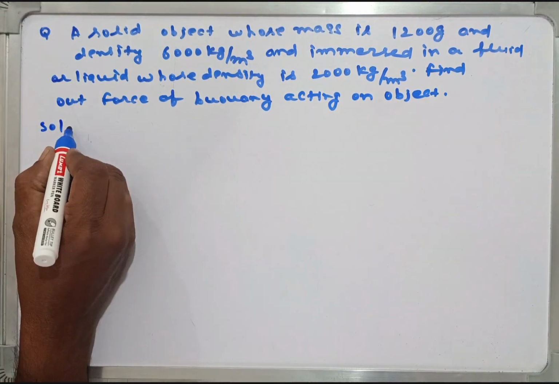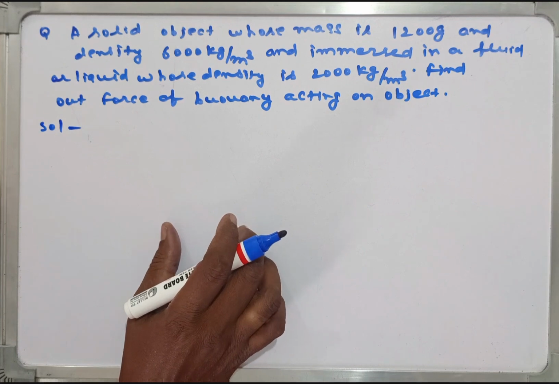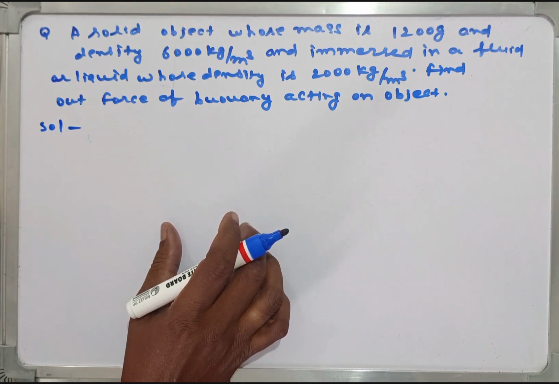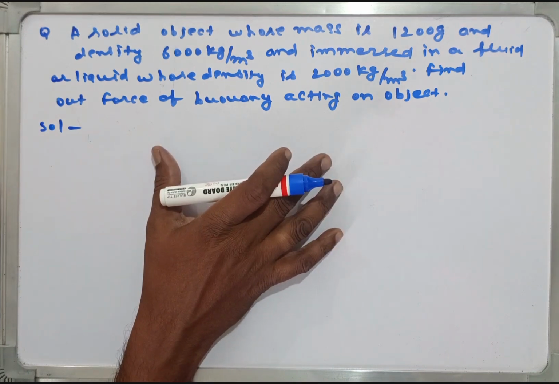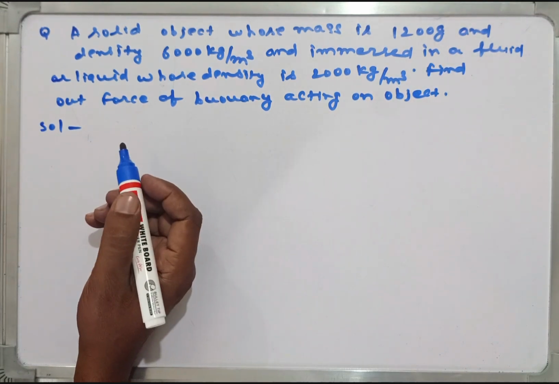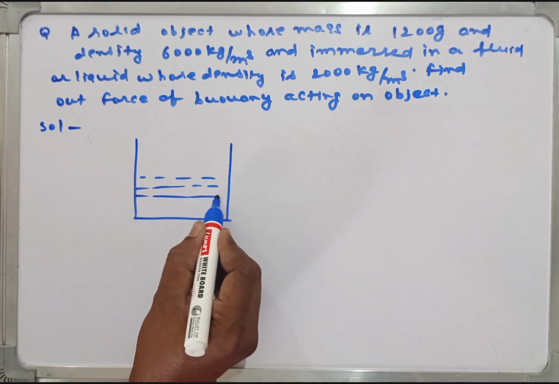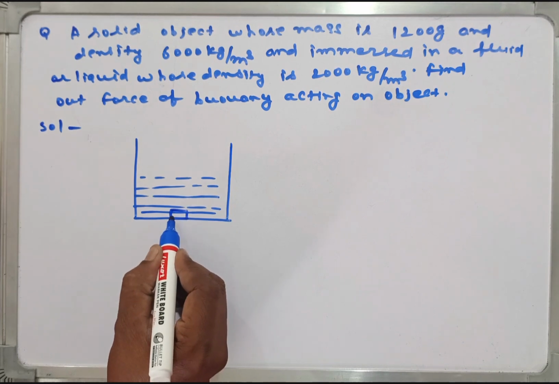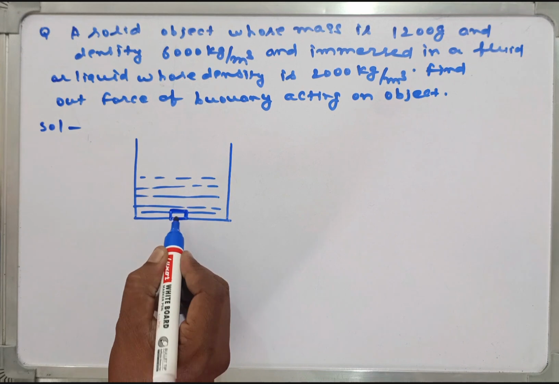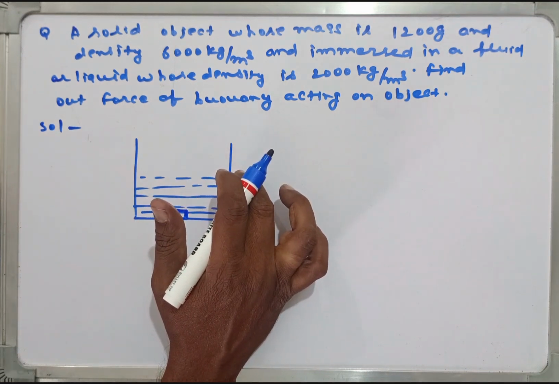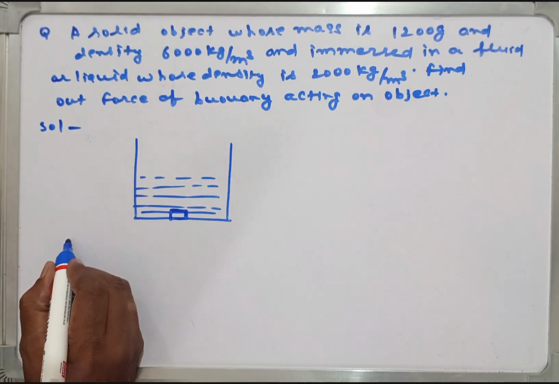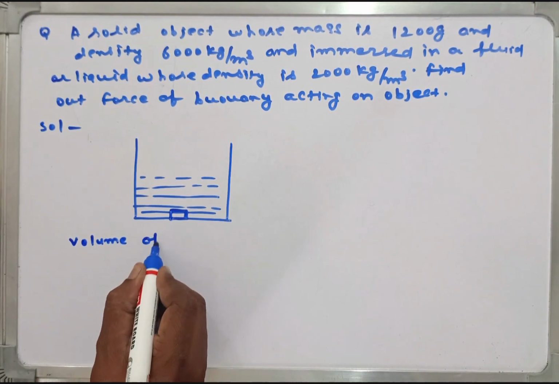Here is the solution, guys. For solving the force of buoyancy, you need to find out how much liquid is displaced. When you know the amount of liquid displaced, then you can easily find the force of buoyancy acting on the object. So see the solution. Suppose this one is a container in which this object is placed, like this one. The same amount of liquid as the volume of this object will be displaced. So first of all you need to find the volume of the object.